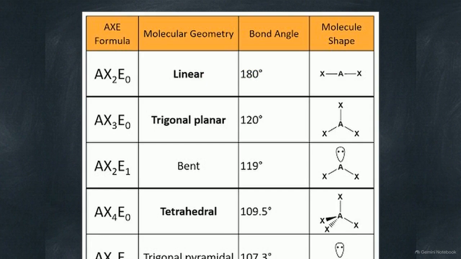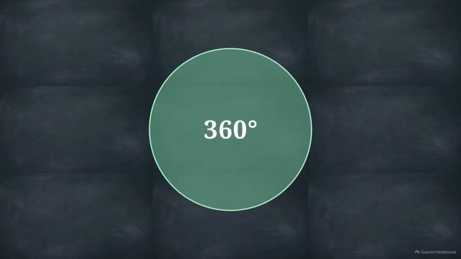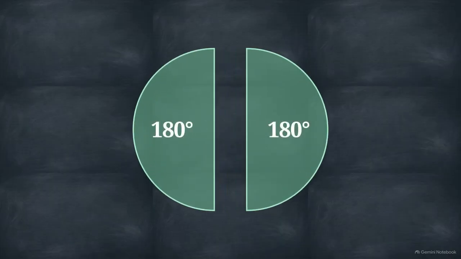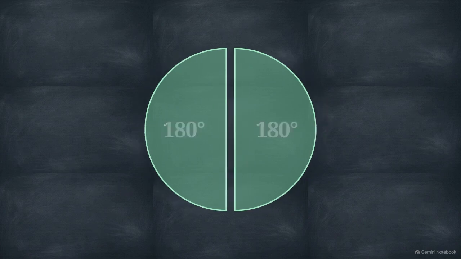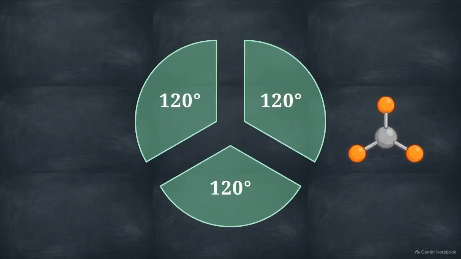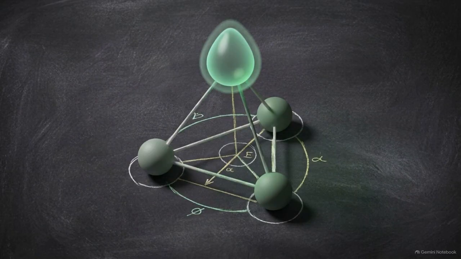Add a third bonded atom, moving down to AX3E0, and the space divides into thirds. The atoms form a flat triangle, a trigonal planar shape with 120-degree angles between them. When every electron group around the center is a physical bonded atom, determining the molecule's shape is just basic division of a 360-degree sphere. But the geometry changes completely when an electron group isn't tethered to an atom.